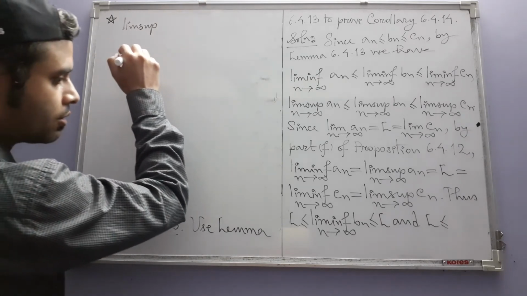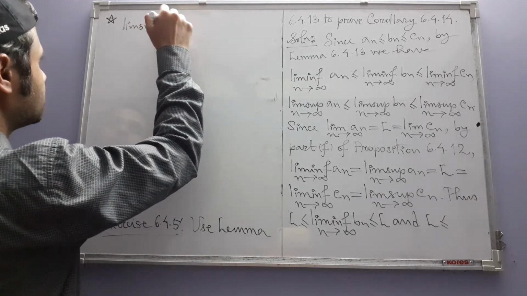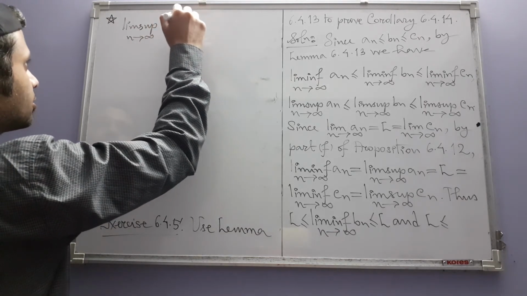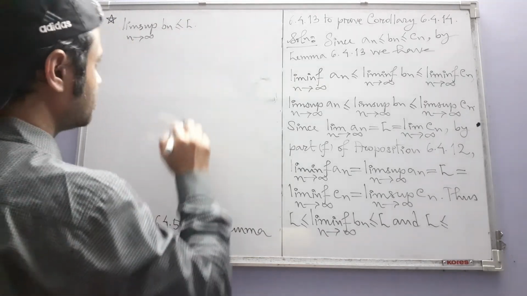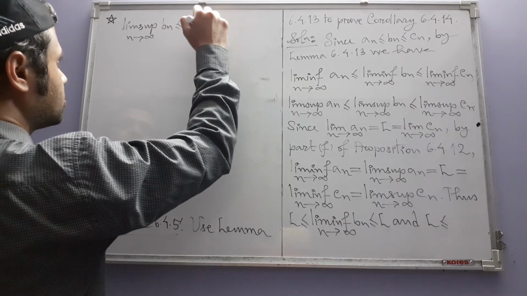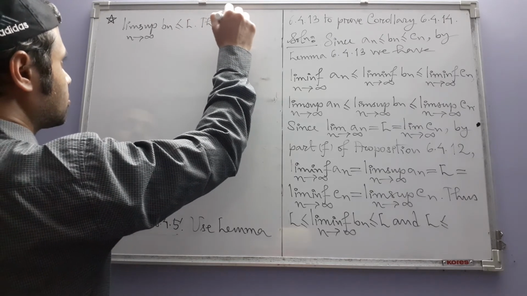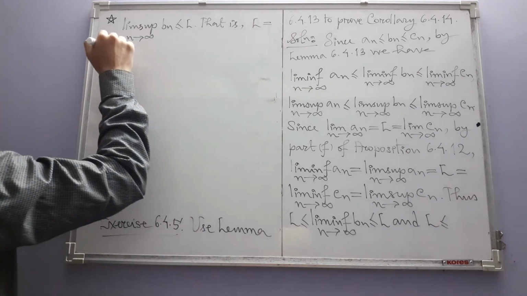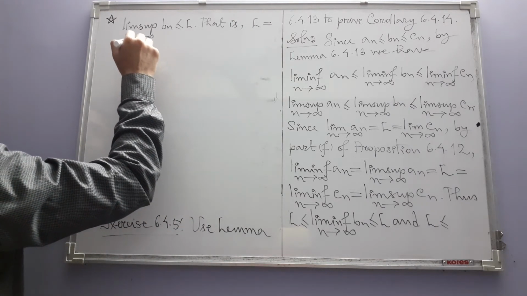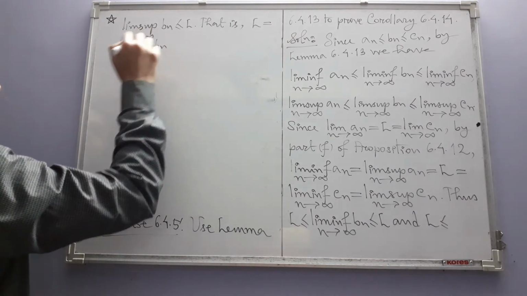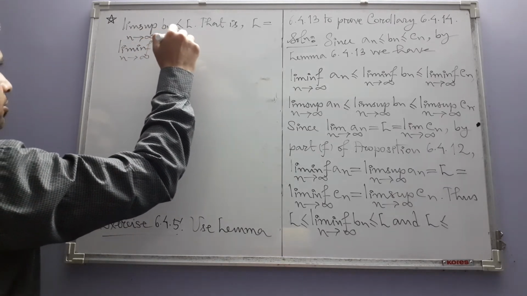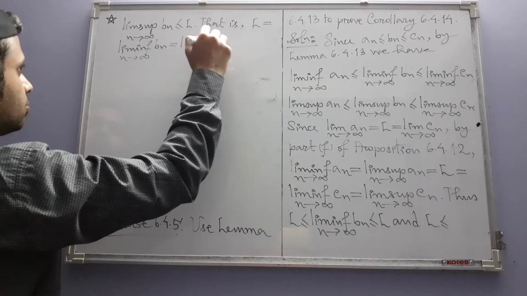Limit superior of Bn is less than or equal to L, that is, L is equal to the limit inferior of Bn, that is equal to the limit superior of Bn.